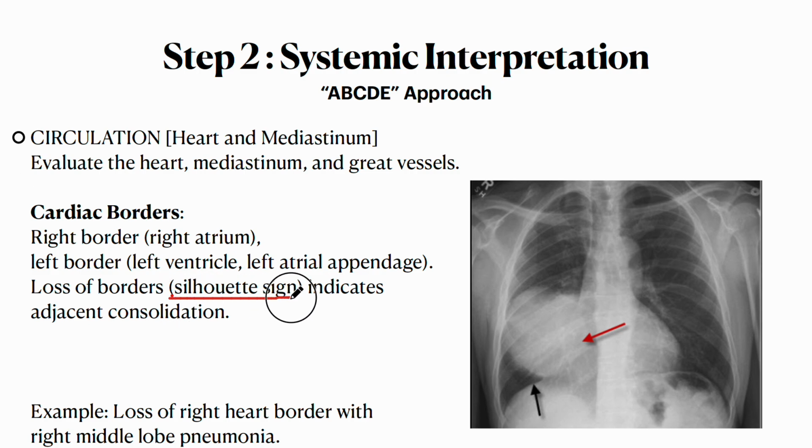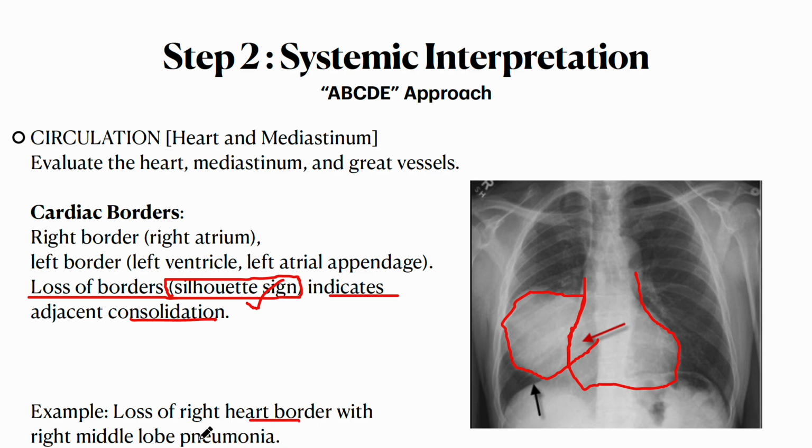Silhouette sign. Silhouette sign of chest X-ray indicates there is adjacent consolidation. Loss of borders is Silhouette sign actually. It should have been like this, right? It should have been like this, but there is no clear demarcation of the heart border because of a consolidation here. So there is border loss. That is called Silhouette sign, and it indicates adjacent consolidation, obviously.